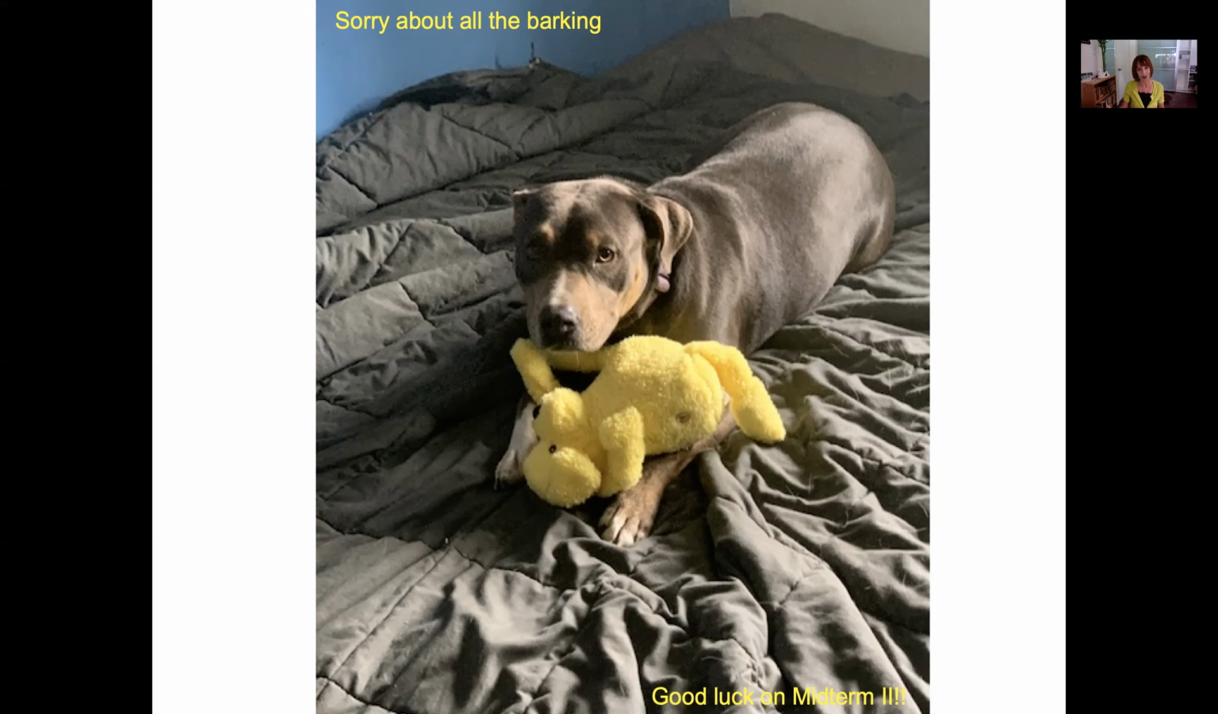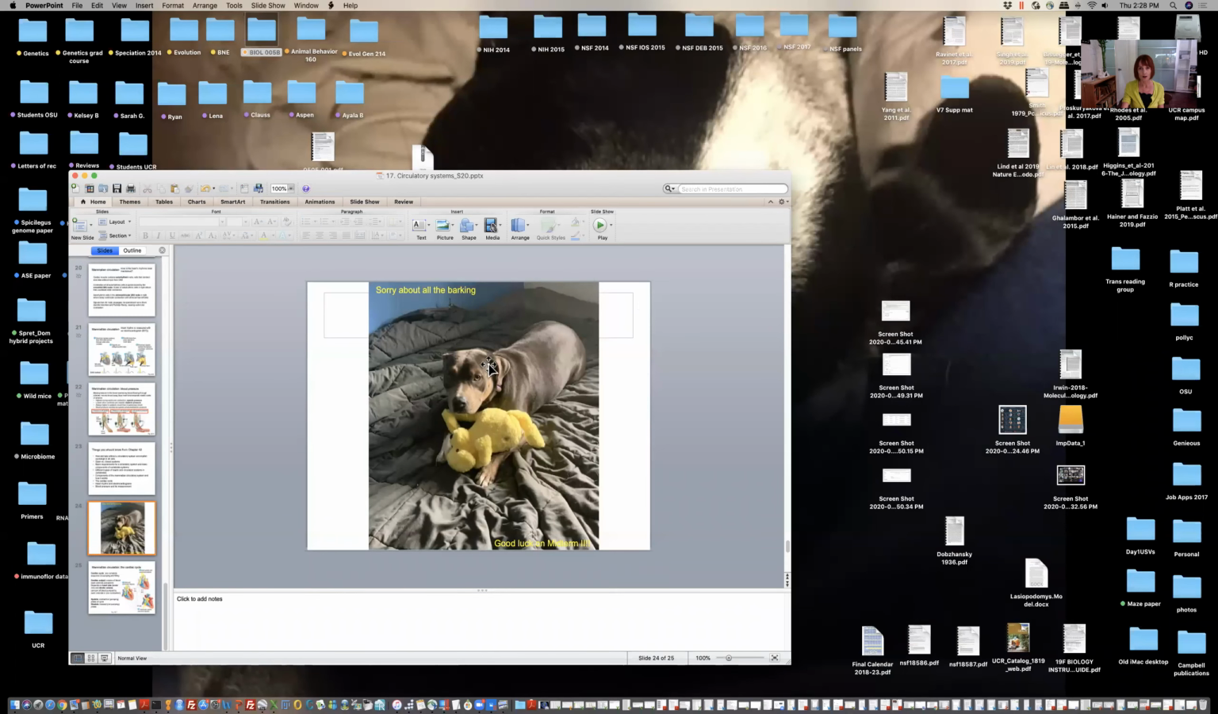Again, we've been joined by my dogs, at least in terms of hearing them many times. This is Tulip, who is actually the best behaved of my dogs, with her new Stuffy. Sorry about all the barking, and good luck on the midterm. I know you guys will do fine. You've hung in there so far, and I know you can make it to the end. Okay, I will see you on Monday.